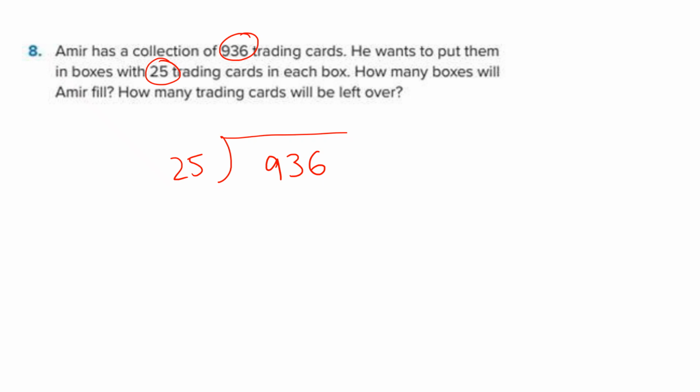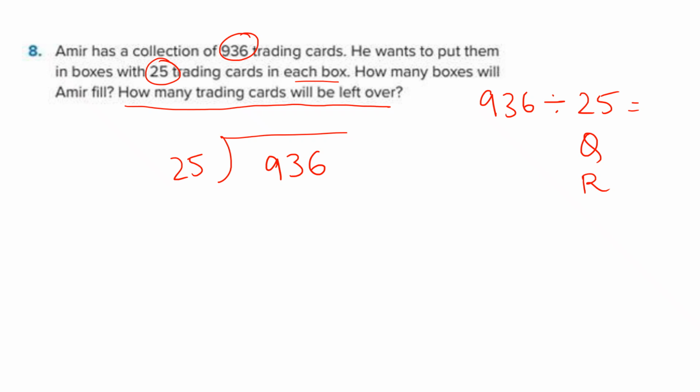And before that, let's read the question. Amir has a collection of 936 trading cards. He wants to put them in boxes with 25 trading cards in each box. So each box should have the same number. That's why this is a question on division. And while you divide it, you will get two things, one quotient, one remainder. This question is asking how many trading cards will be left. So it is asking the remainder for this, and before that it also asks you how many boxes will Amir fill. So that will be the quotient.